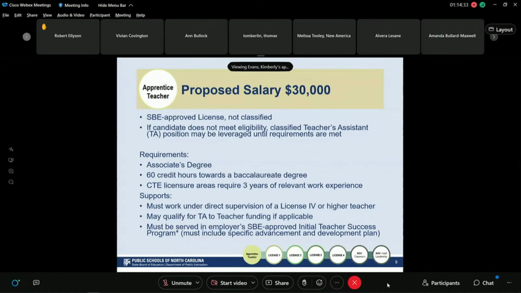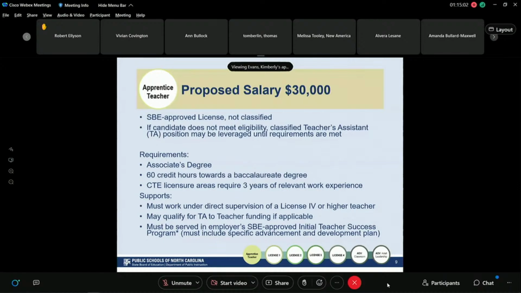So I guess a couple questions I have, like the requirements. Does someone have to have an associate's degree or higher? Can they have a number of hours for a degree? And what do those hours look like? Are we just talking about general, 60 credit hours in a program?